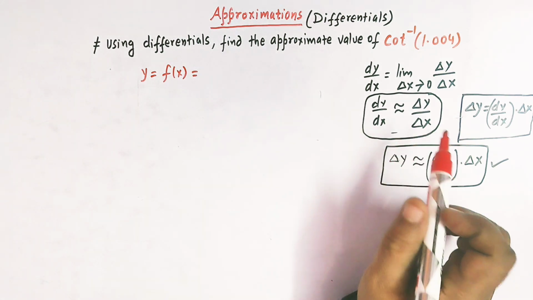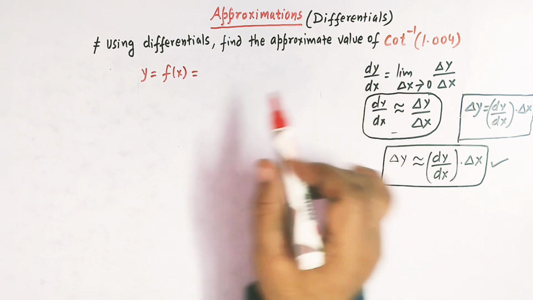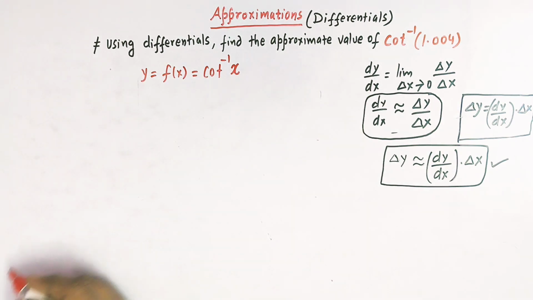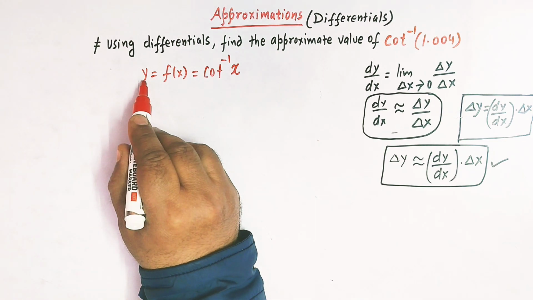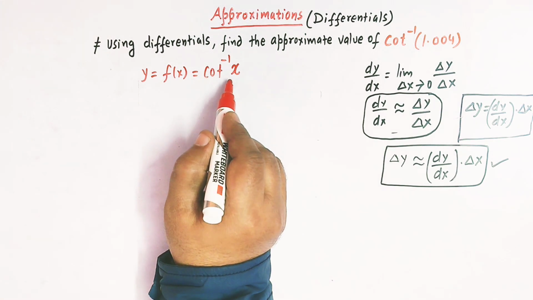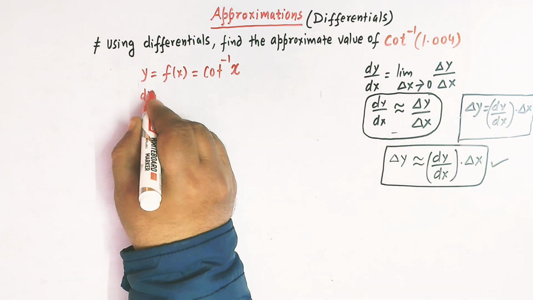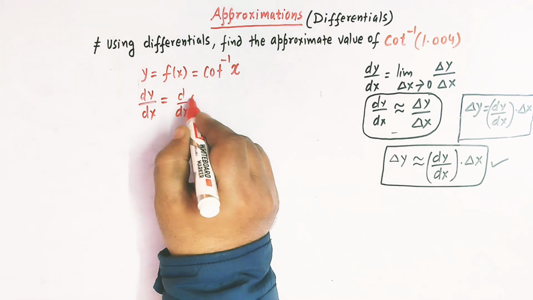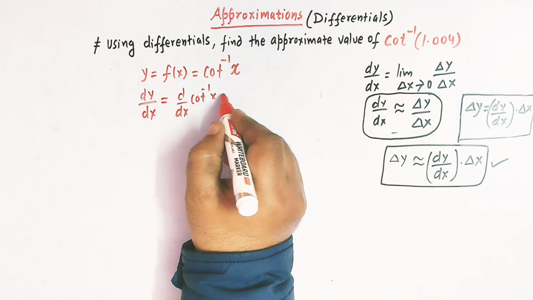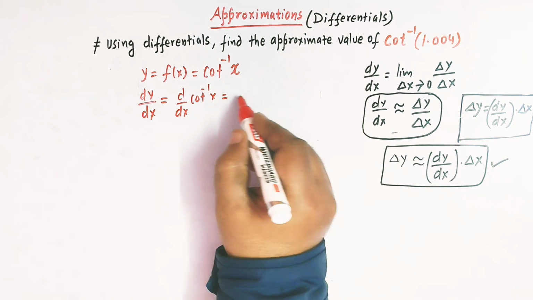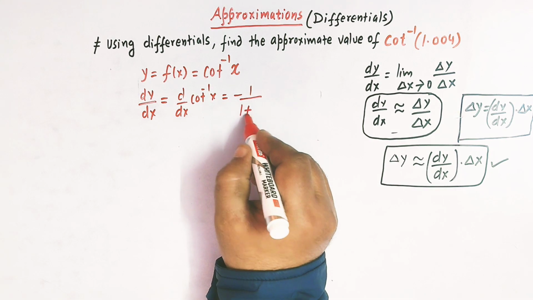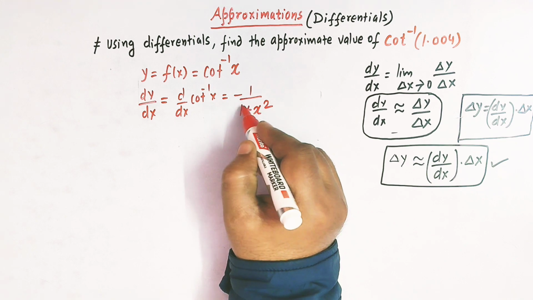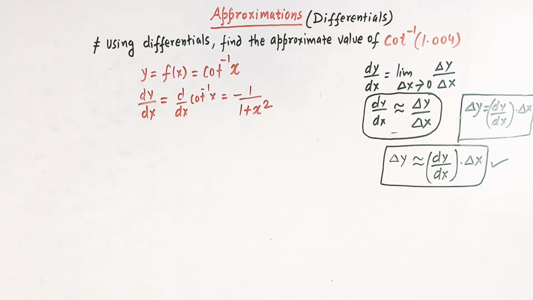So here, since cot inverse is involved, we can take the function as y = cot inverse x. Now let us find the derivative of y, that is cot inverse x, with respect to x. So we have dy over dx equal to the derivative of cot inverse x, which, by the standard formula, is minus 1 over 1 plus x square. So dy over dx is negative of 1 over 1 plus x square.